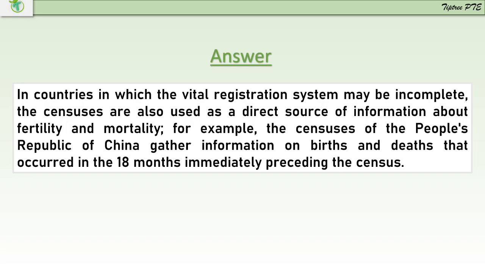In countries in which the vital registration system may be incomplete, the censuses are also used as a direct source of information about fertility and mortality. For example, the censuses of the People's Republic of China gather information on births and deaths that occurred in the 18 months immediately preceding the census.